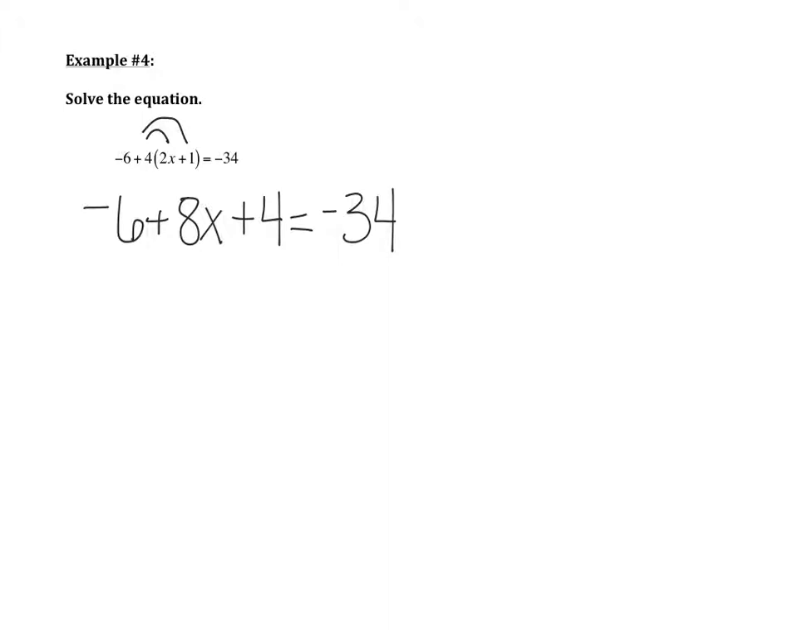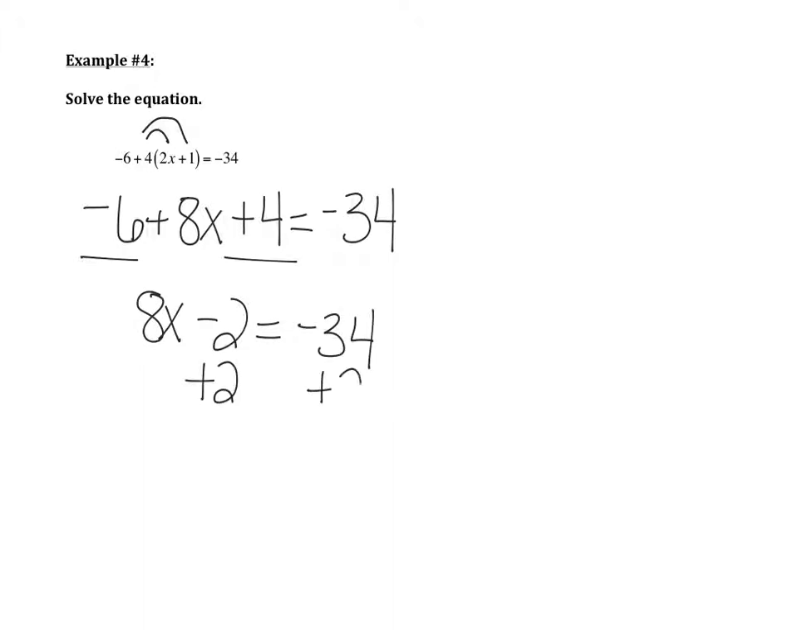This time, it's my constant terms that are the same, my like terms, so negative 6 and 4. So the 8x I'm going to write first just because I didn't have anything to combine it with, and typically you put your x value first. And negative 6 plus 4 would be negative 2, so minus 2 equals negative 34. We'll add 2 to both sides. Negative 2 plus 2 is 0. That was the whole point, to get it off the left side. Equals negative 34 plus 2.